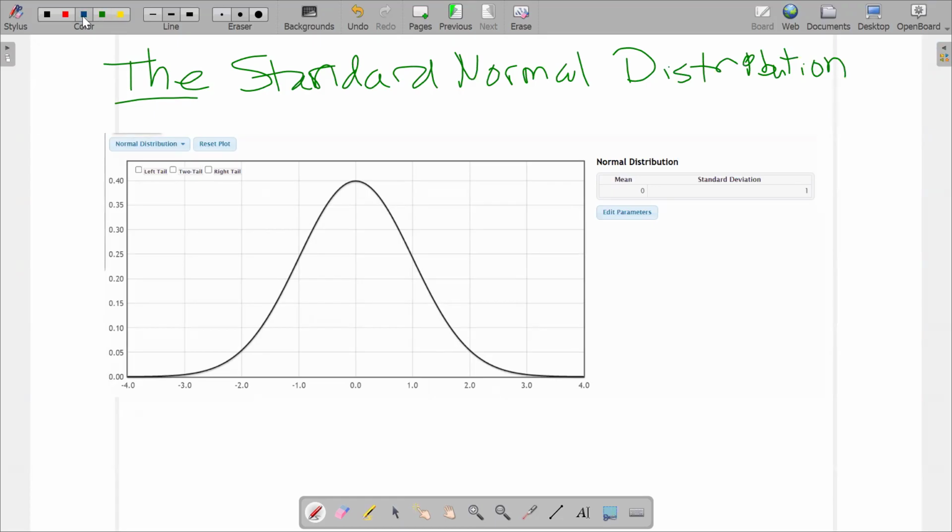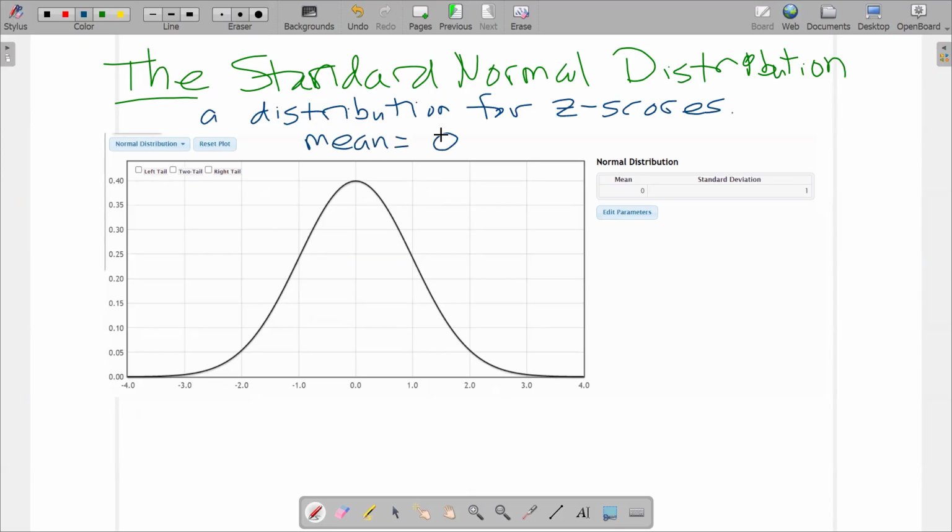You could also consider it a distribution of z-scores. We're going to review what a z-score is today. And the standard normal, the mean is 0, and the standard deviation is 1. That's what makes it the standard normal. 0 is in the middle, standard deviation is exactly 1. So I want to compare that to the sampling distribution that StatKey has for body temp.